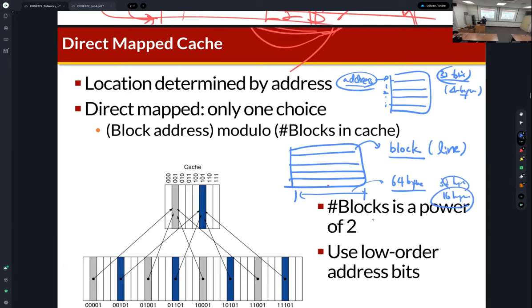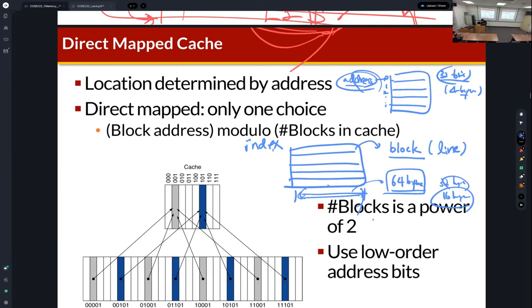The cache includes multiple blocks, because I mentioned that the cache has multiple entries, and a single entry is called a block, a cache block or cache line. Each block has a fixed size, like 64 byte or 32 byte. Also, in order to access a certain block, each block has an address, like the address of the instruction memory. And in a cache, this address for accessing a certain block is called the index.